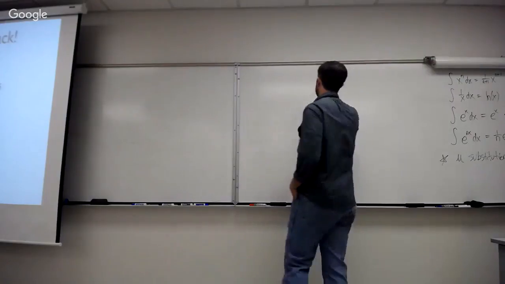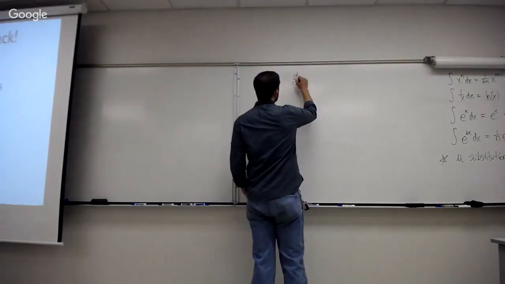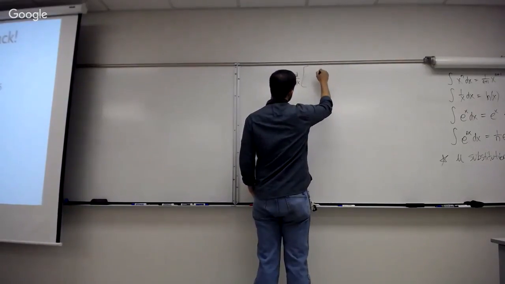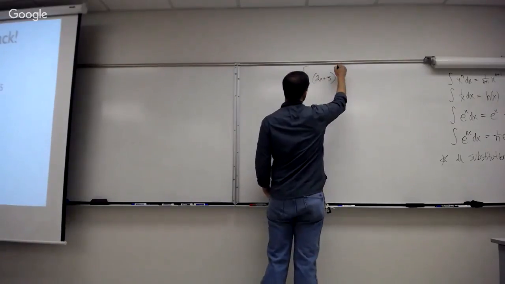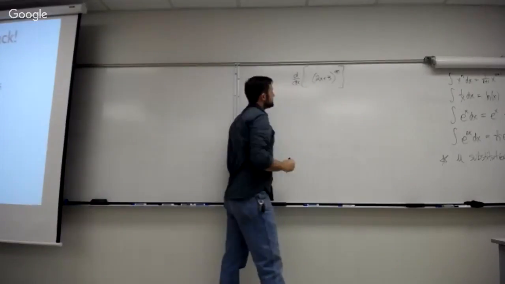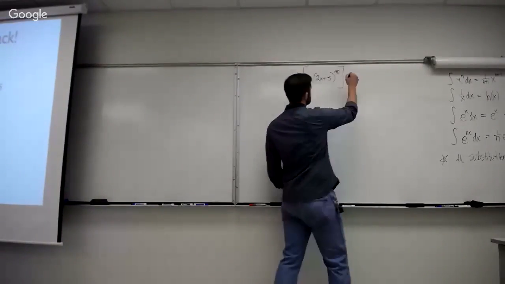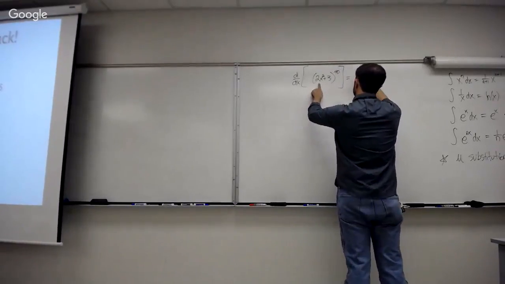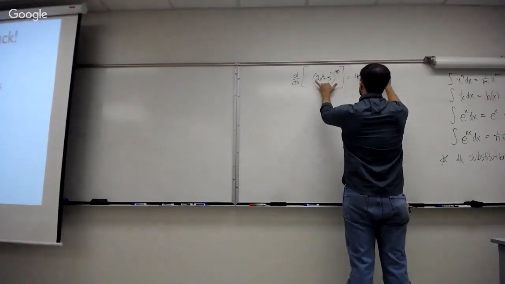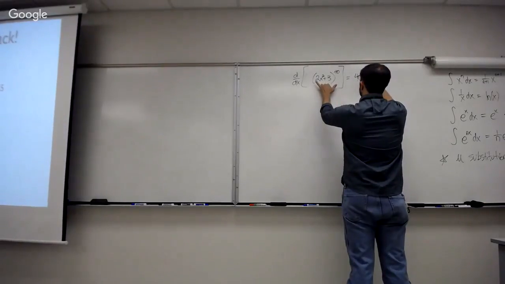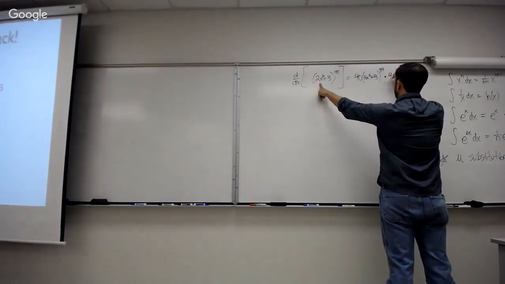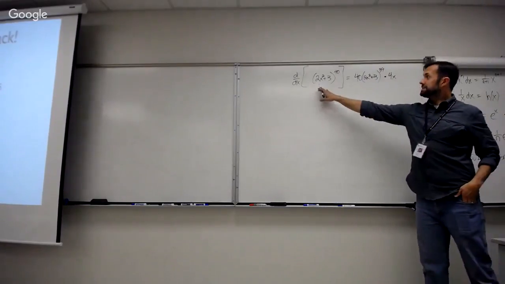Here's an example. Let's say I wanted to take the derivative of 2x squared plus 3 to the power of 40. So I would do the chain rule. The chain rule says the derivative of the outside, leave the inside alone. So I still have 2x squared plus 3, and then multiply by the derivative of the inside, which in this case is 4x. So there, that's the chain rule.